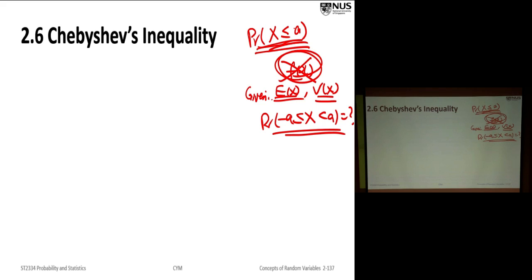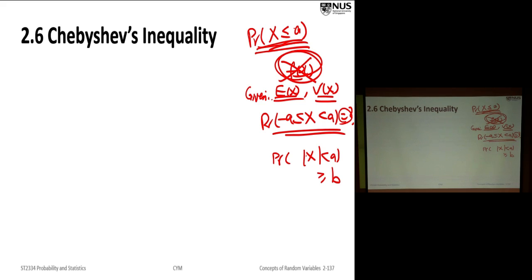And the answer, of course, is no. We cannot. But although we don't know the answer, we can give a bound. In fact, this is absolute value of x less than a, so this probability may be bounded below by some number. I cannot tell you the answer, but at least I can tell you the bound.